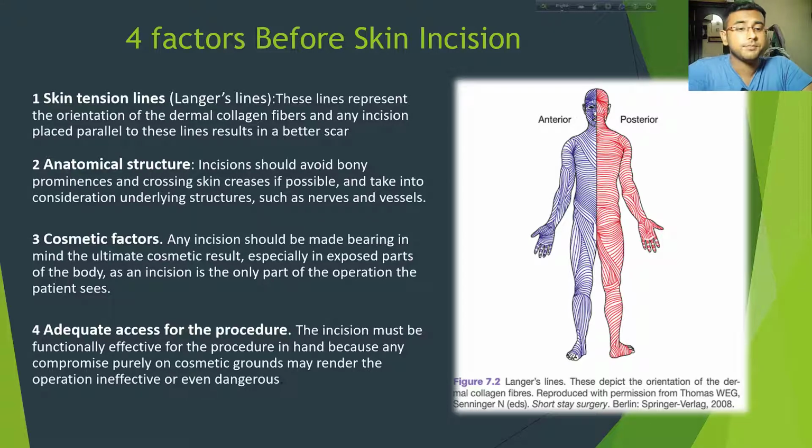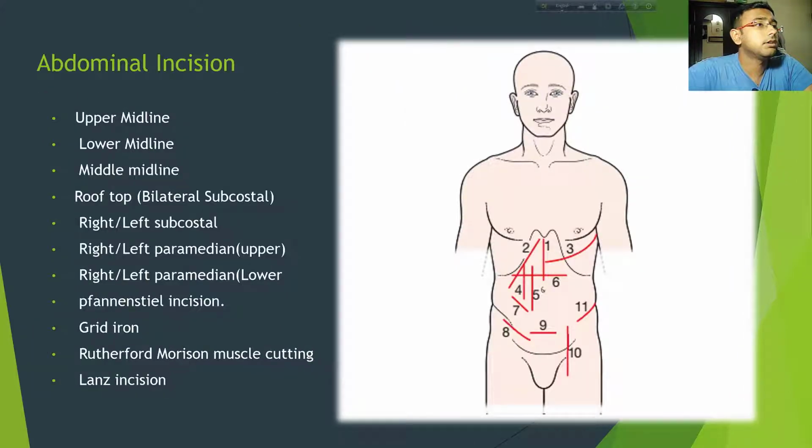Sometimes incisions must be a larger one. Now here you can see some incision lines: the upper midline incision, the lower midline incision, the middle midline, and the rooftop, that is the bilateral subcostal incision, also called the rooftop incision. Right and left subcostal incisions, right and left paramedian incisions, and the Pfannenstiel incision below the umbilicus, which is used for cesarean sections. Gridiron incisions are also shown here.